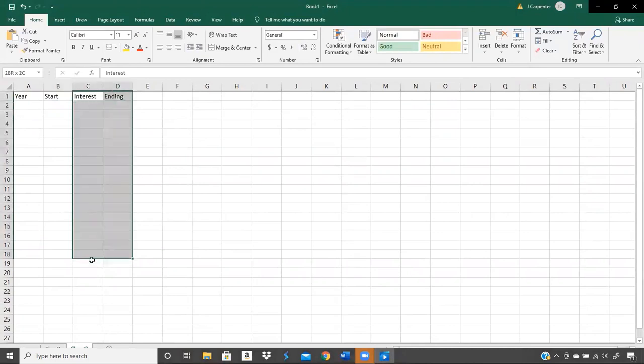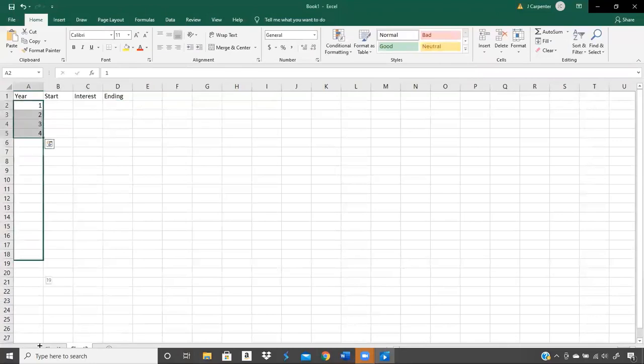I can completely skip the interest column if nobody asks about the interest each year. You can just make the ending formula instead of adding the starting balance and the interest. You can just do new equals old times 1 plus r. All right, so year 1, year 2, year 3, year 4, it doesn't matter how many you start off with, just highlight more than one, drag them down.